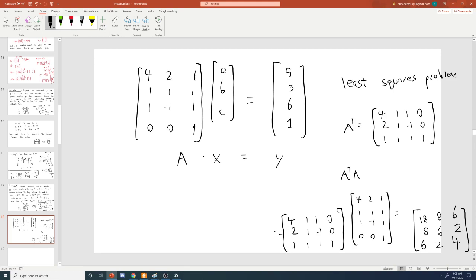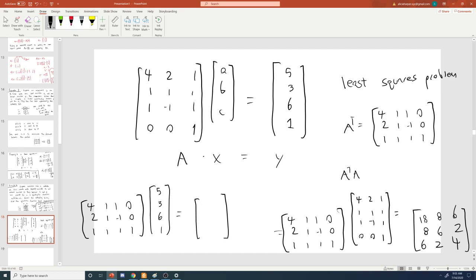So now that I have A transpose times A, the other thing that I need to get is A transpose times Y. So I'm going to go over here and take my A transpose and move it over here. And I'm going to consider the following equation, which is A transpose times the vector 5, 3, 6, 1. So let's see what I get. This is going to be a vector with 3 components.